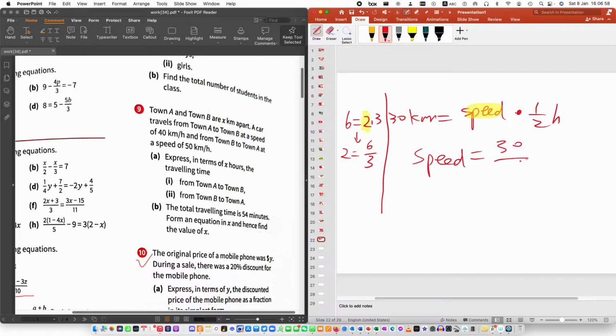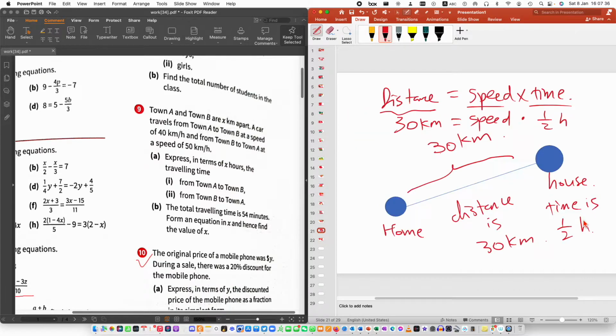30 divided by half an hour. Can you use your calculator? Oh, by the way, when you divide by half, better use a bracket. Good. So it's 60 kilometer per hour. So your speed is per hour, 60 kilometer per hour. So now you have a better understanding of the relationship between distance, speed, time.